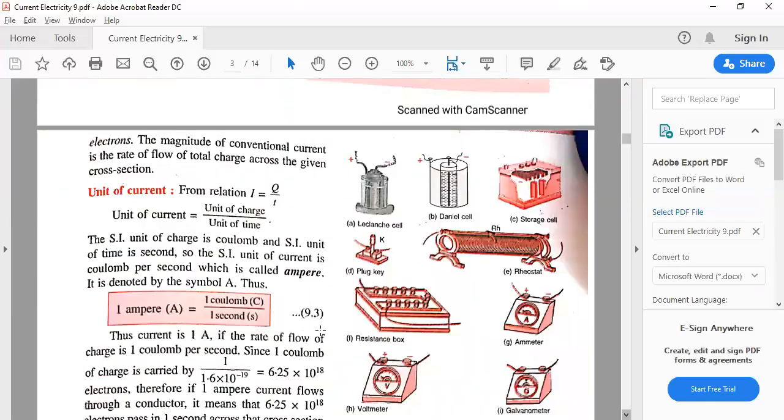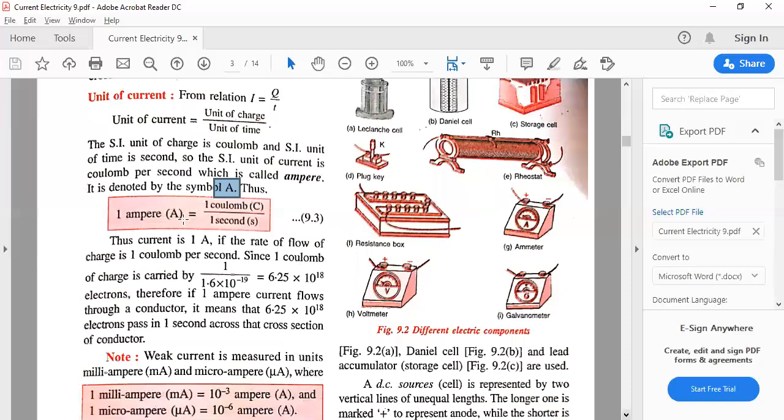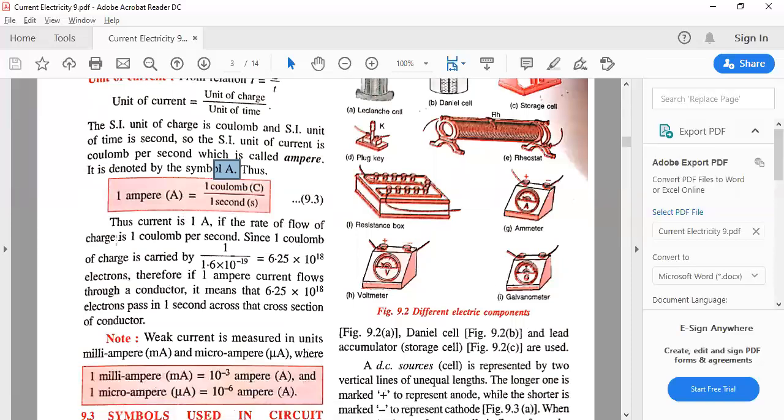So what is the current? The current formula is the rate of flow of charge, that is Q upon T. The SI unit of charge is Coulomb, spelling check it, and the SI unit of time is second. So the unit of current will be 1 coulomb upon 1 second, which is called Ampere. And it is written with a capital letter because it is a person's name. This comes in the exam: what is 1 ampere? If the rate of flow of charge is 1 coulomb per second, then it is 1 ampere.